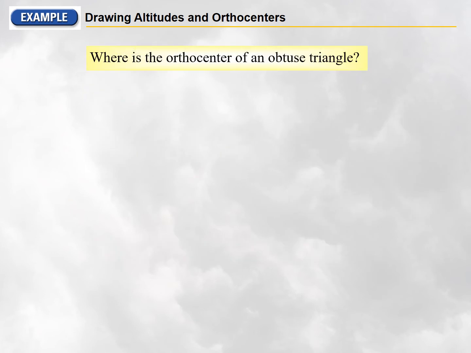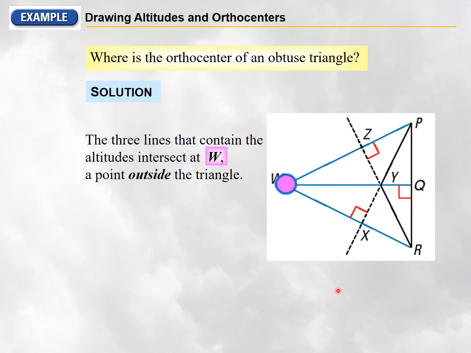So where is the orthocenter of an obtuse triangle? The 3 lines that contain the altitudes intersect at W, a point outside the triangle. Look at this figure.